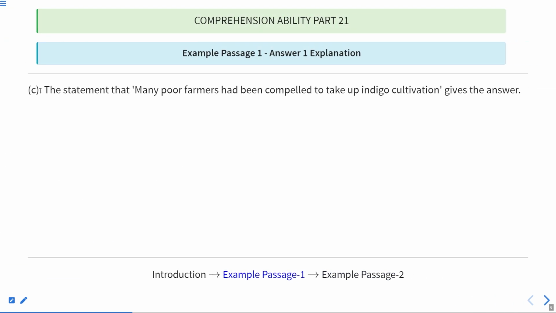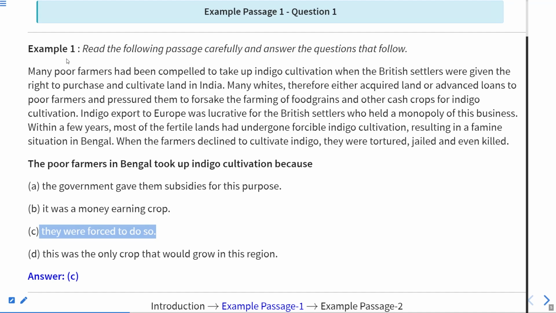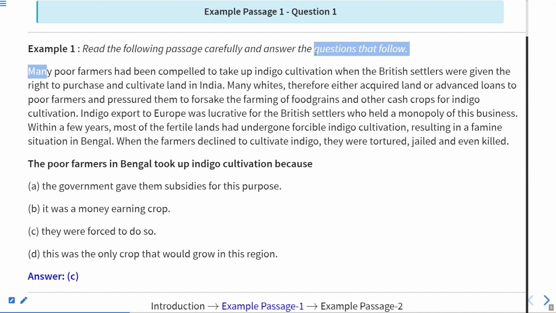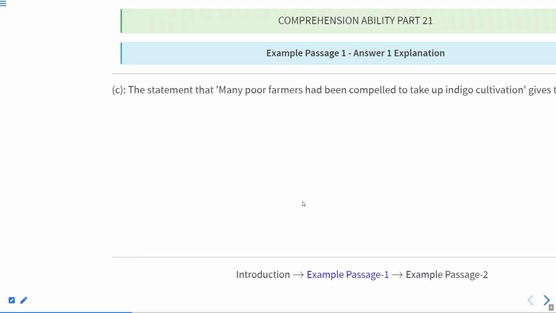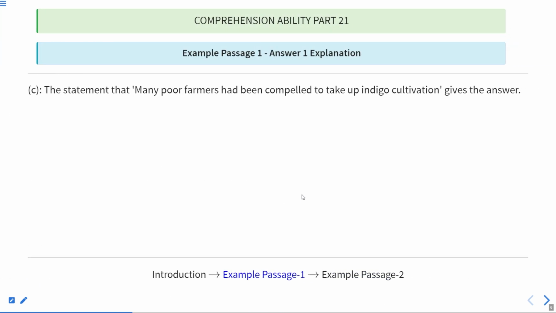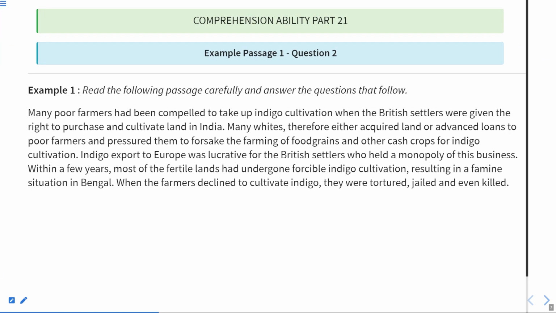As you can see, the statement that many poor farmers had been compelled to take up indigo cultivation gives the answer. As you can see here as well, many poor farmers had been compelled to take up indigo when the British settlers were right to purchase cultivated land in India. So this is the reason for this answer, as we can see over here as well. Now let us move to the next one.